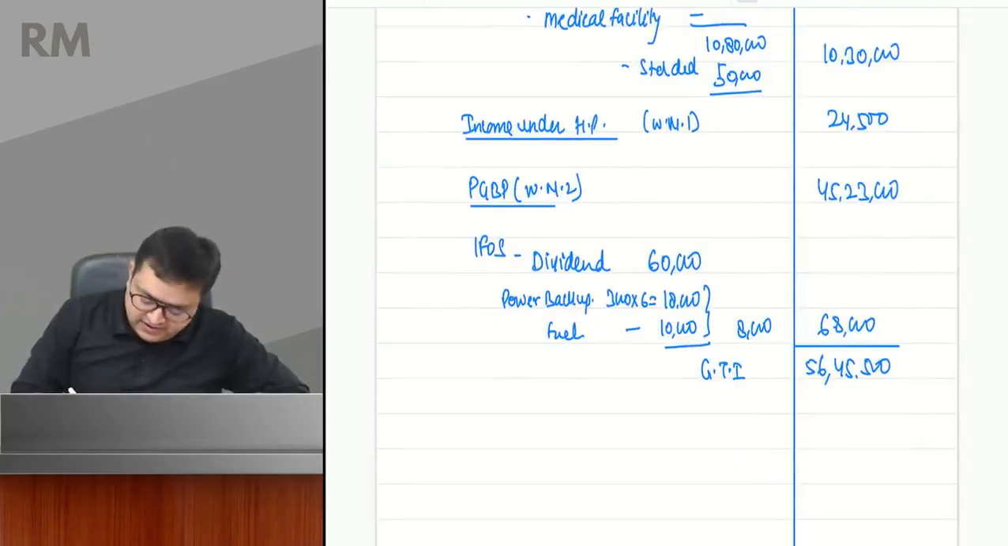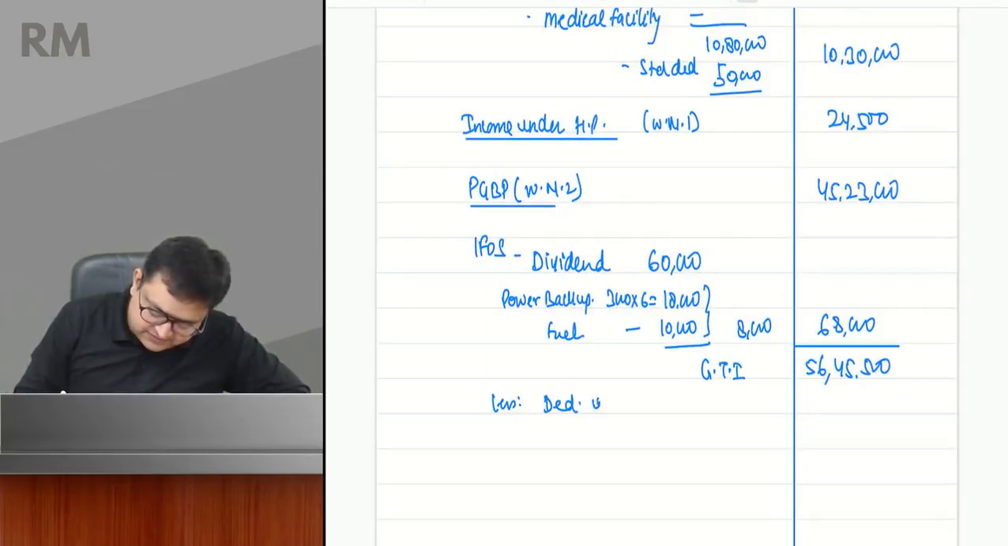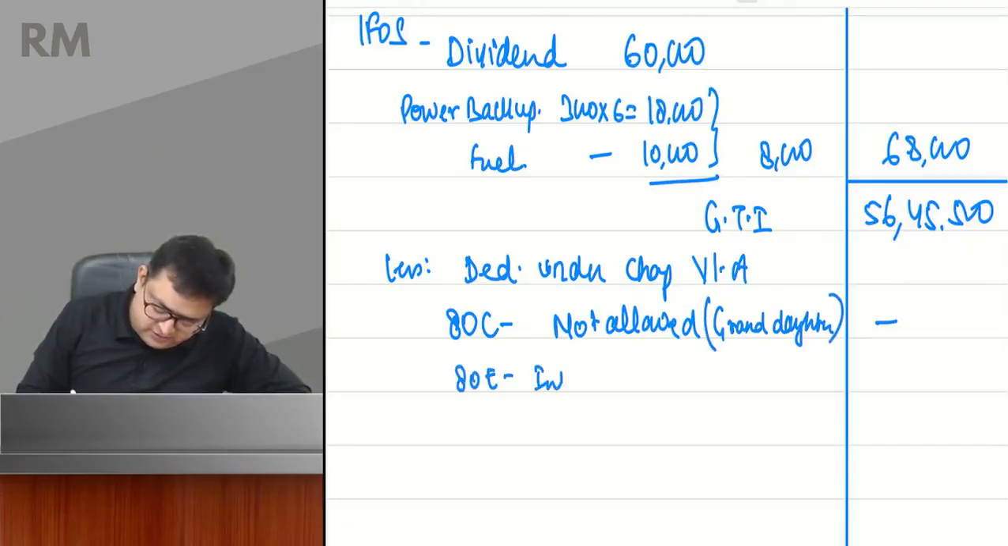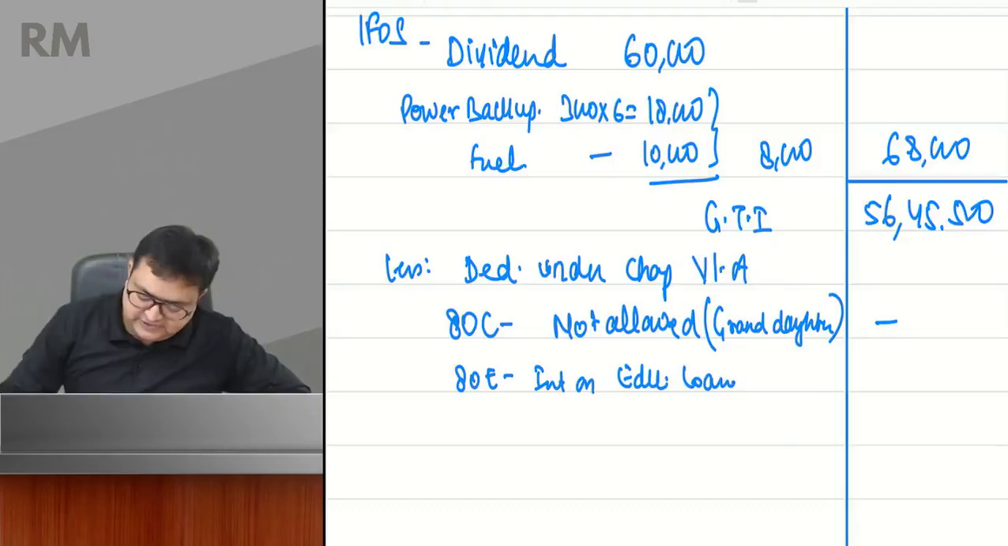56,45,500 less deduction under Chapter 6A. So 80C is not allowed. Why? Granddaughter. It was granddaughter. 80C is not allowed. 80E, interest on education loan, 156,000.